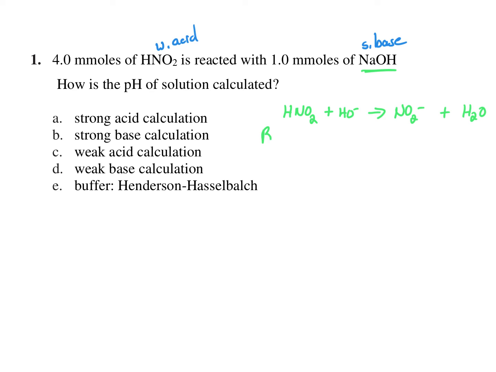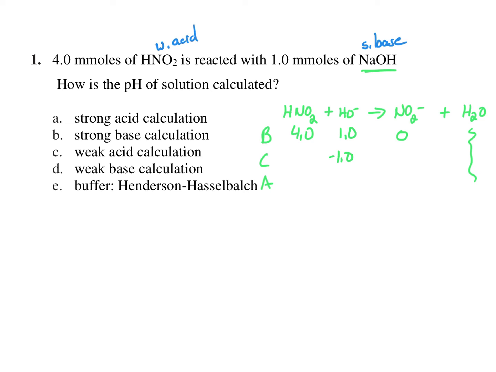We can write our BCA table. Initially, we have 4 millimoles of our weak acid. We're adding 1 millimole of a strong base. We initially don't have any of the conjugate base, and this is a liquid, so it does not matter to our equilibrium.